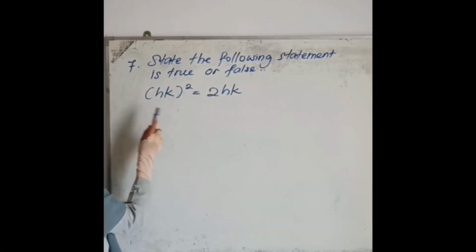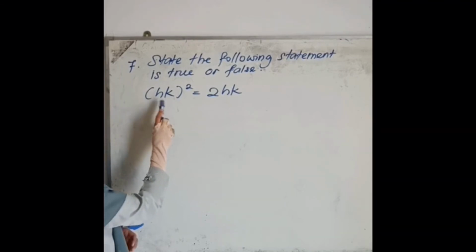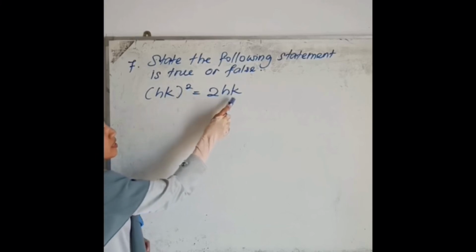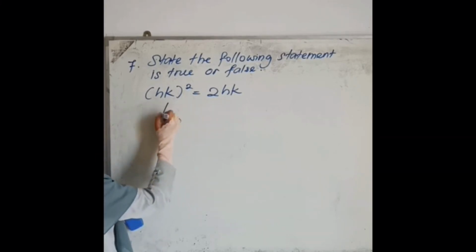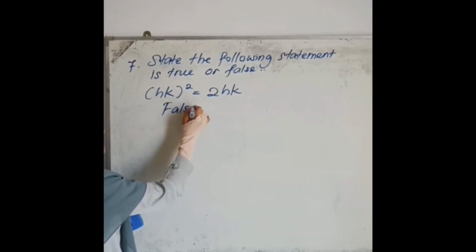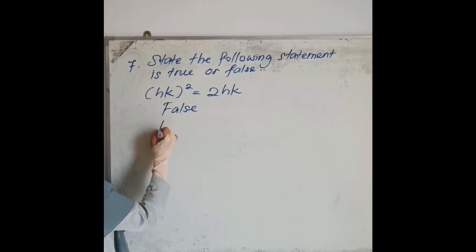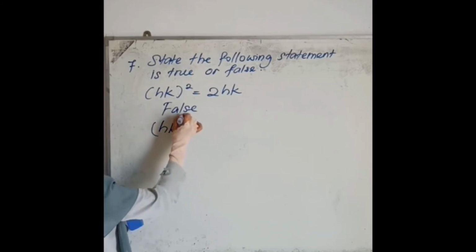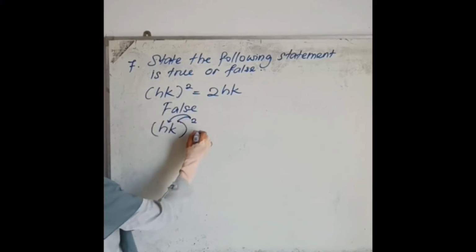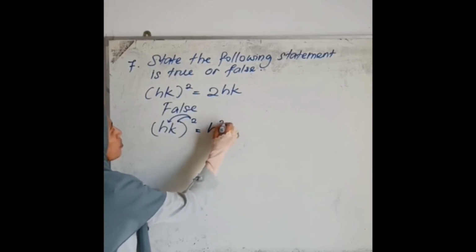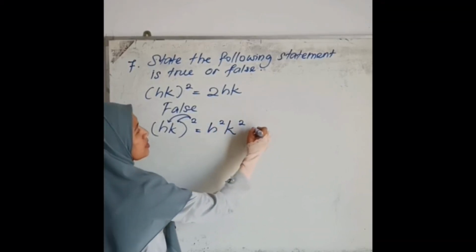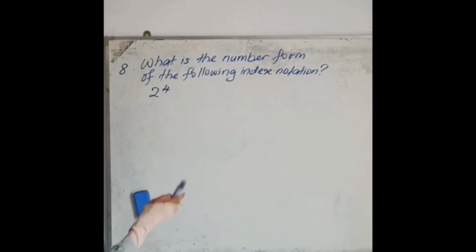So number 7, h times k in bracket squared equals 2hk. The statement is false. The true statement is hk squared, so 2 times 1, 2 times 1, so h to the power of 2, k to the power of 2. This statement is true.